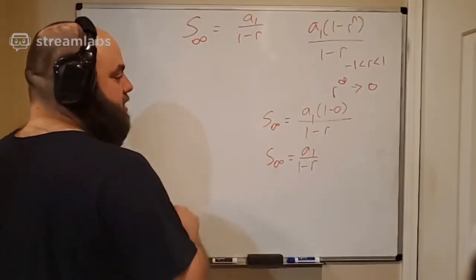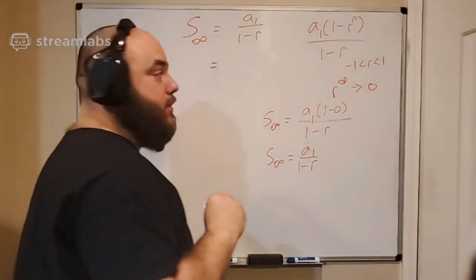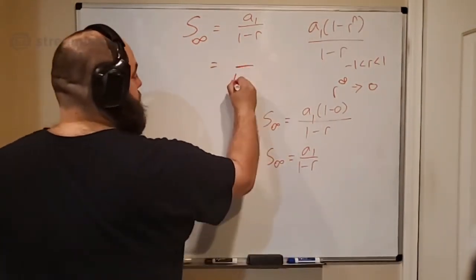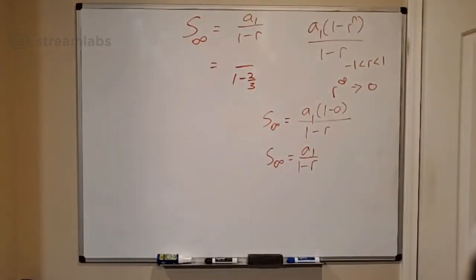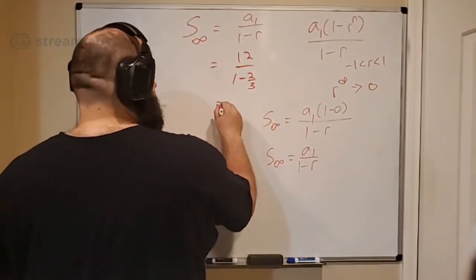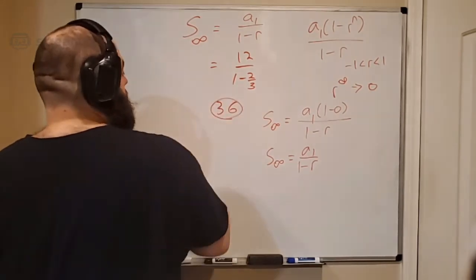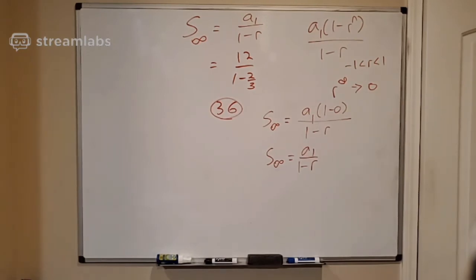So just do your a1. What's our first value on this problem? I know it's 1 minus 2/3, though. So what is a1 on this problem? Number 28. So I get 12. So you get 12 over 1/3, which is 36. That's it? Yeah, that's it. Yes, the sum to infinity is much easier.